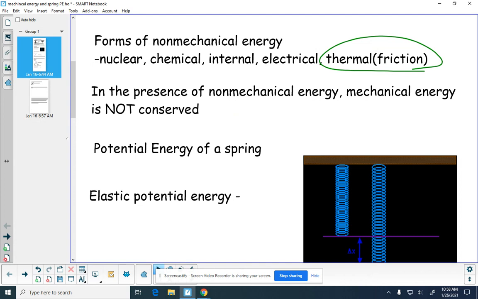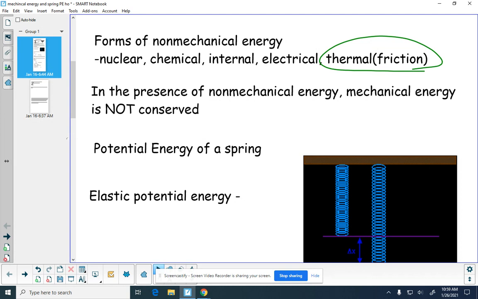In the presence of non-mechanical energy, mechanical energy is not conserved. In the presence of non-mechanical energy, your mechanical energy is not going to be conserved, which means the mechanical energy that you put in is not going to be the same as the mechanical energy that you get out of it.